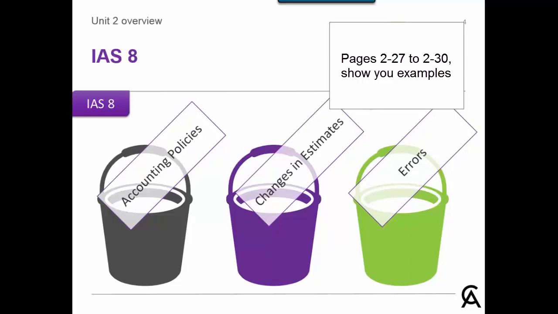what to do next. There's a summary of whether an issue under IAS 8 is prospective or forward-looking or retrospective, thinking that it turns back time, on page 2-27. And these skills are also practiced in Activity 2.3.